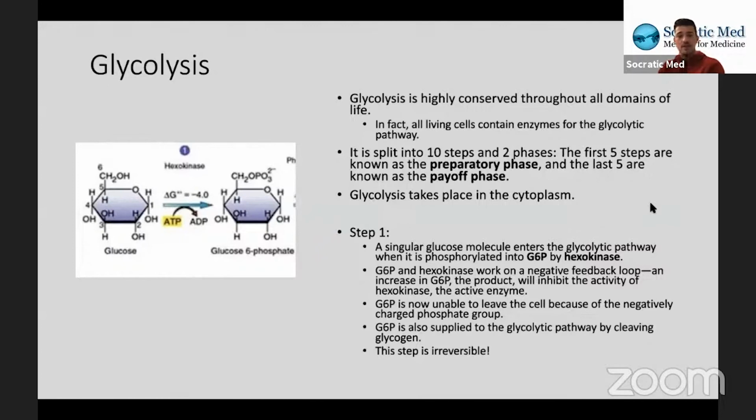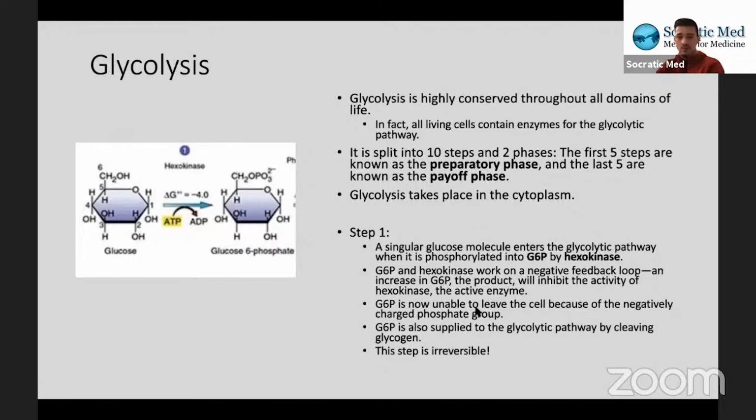So G6P and hexokinase work on a negative feedback loop. An increase in G6P, which is the product of the reaction, will inhibit the activity of hexokinase, which is the active enzyme. So that's pretty simple to understand. We've been talking about negative feedback loops in a couple of our lectures. It's just one way that this specific part of the metabolic process is regulated. When G6P is upregulated, then hexokinase is inhibited.